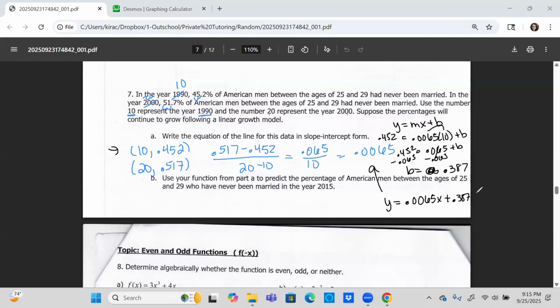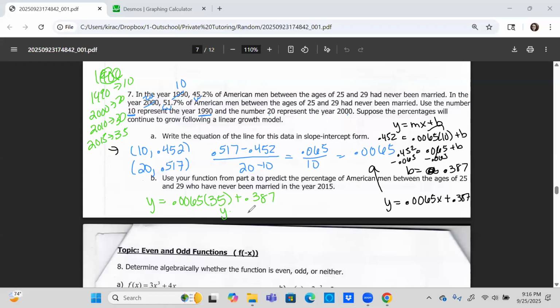Use your function from part A to predict the percentage of men who have not been married in the year 2015. Okay, so if 1990 was 10, if 2000 was 20, 2010 would be 30, so 2015 would be 35, and that's our x. So do y equals 0.0065 times 35 plus 0.387. So just shoot that right through the calculator.